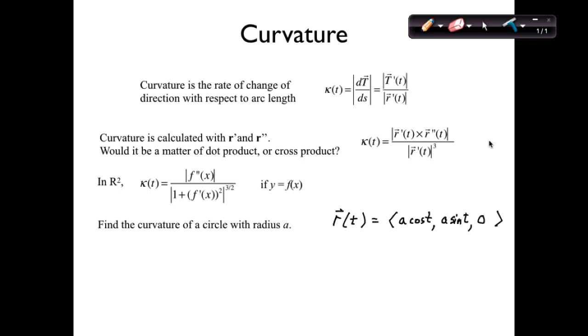I'll just do this fast. So what do I need? I need the first and second derivatives, first of all. First derivative is negative a sine t, a cosine t, 0. I'm just going to write s t and c t, just as long as you know what you're talking about in the context, it's fine. And my second derivative is negative a cosine t, negative a sine t, 0. And I'm going to take the cross product.